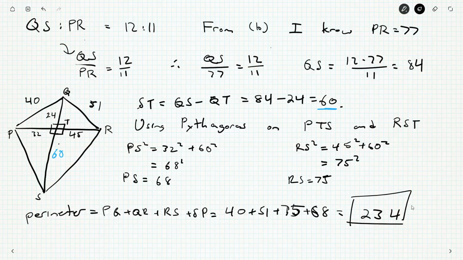But notice how much work we did. Okay, we started with the ratio. We explained, I already know that PR is equal to 77. So I change the ratio to a fraction. I get QS. From there, I know ST. And then using the Pythagorean theorem twice, and we're all set.